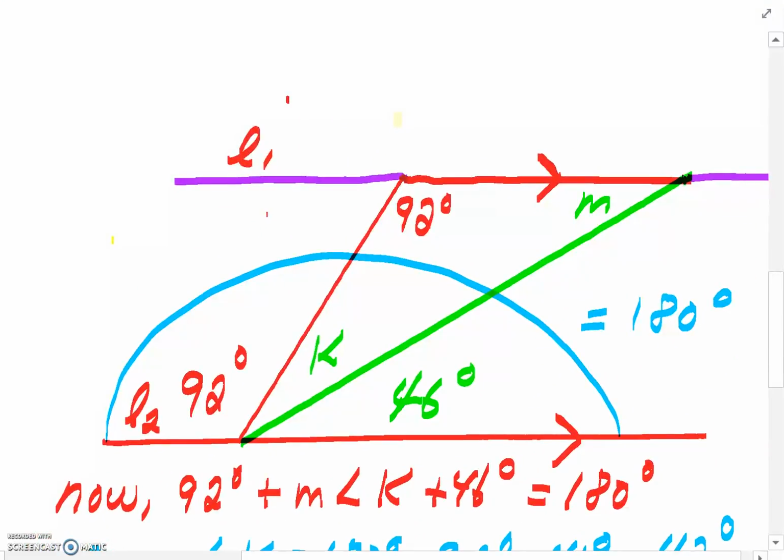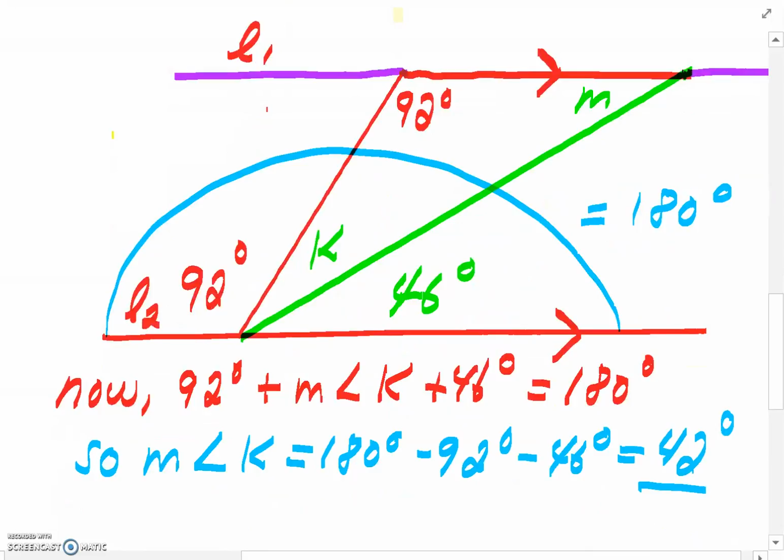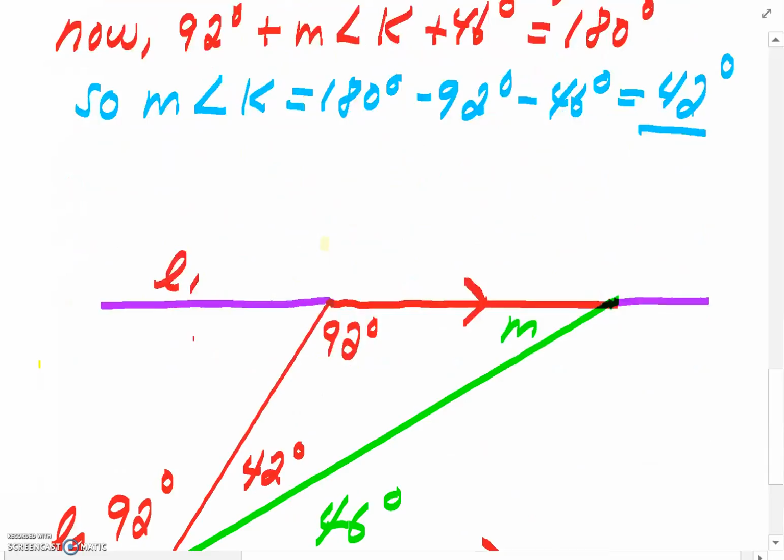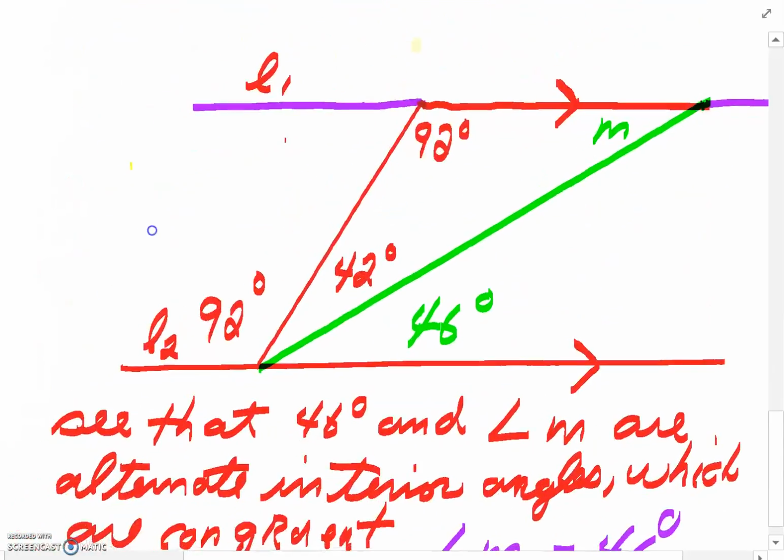So the next thing I can see is that the 92 degrees, angle K, and the 46 degrees form an entire line here. So all those have to add up to be 180 degrees. Well, that's sweet. So now I can just solve for the measure of angle K quickly by subtracting 92 degrees and 46 degrees from 180. And so I get that answer, which is 42 degrees. So I'm happy with that. That wasn't too difficult. And now I'm going to fill it in again down here.